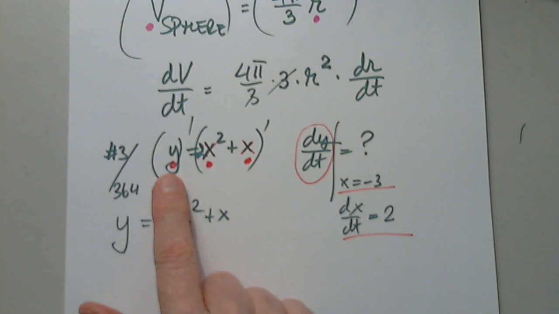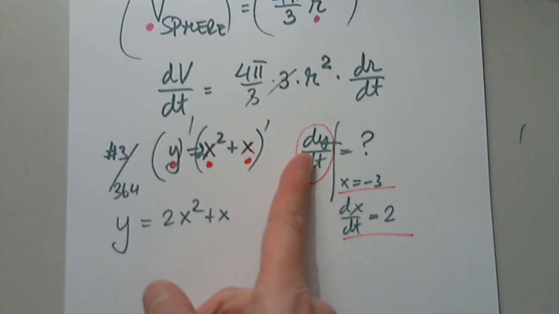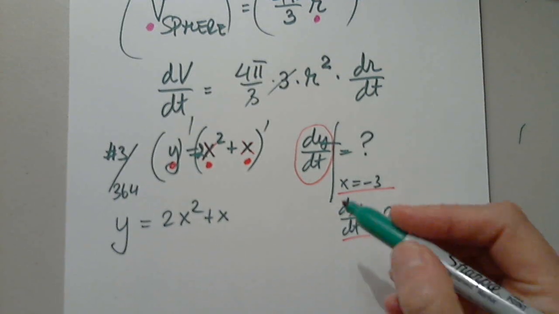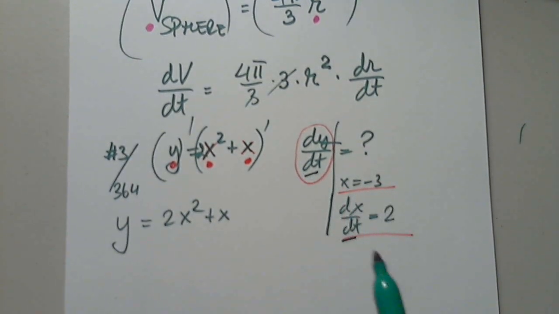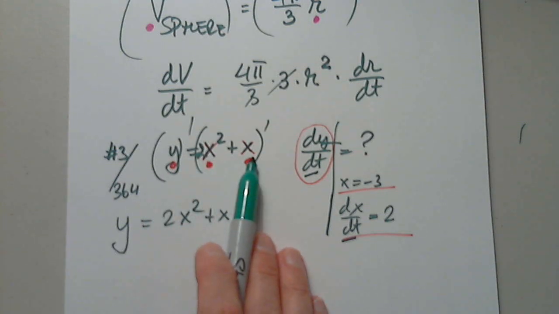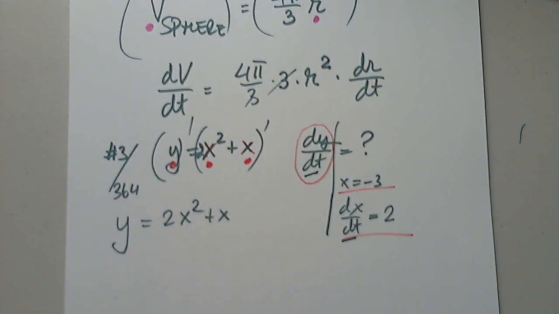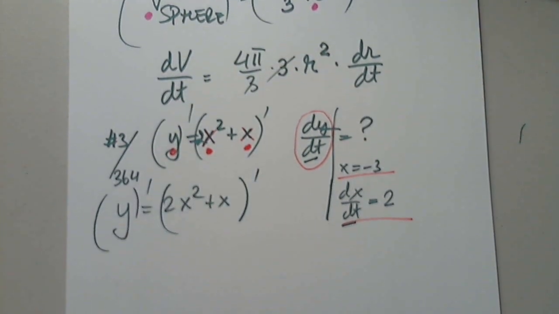So again, we have the equation y equals 2x squared plus x. We're asked to find this when x equals -3 and dx over dt equals 2. This implies that both y and x are functions of time. That's why I put that red dot underneath. So it's right here, and we want to differentiate both sides.